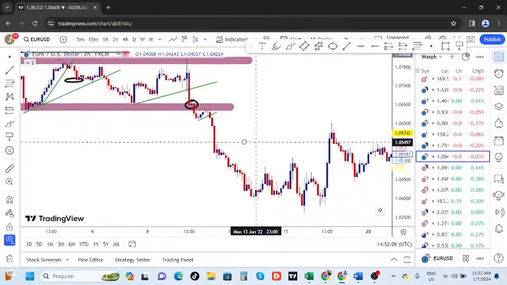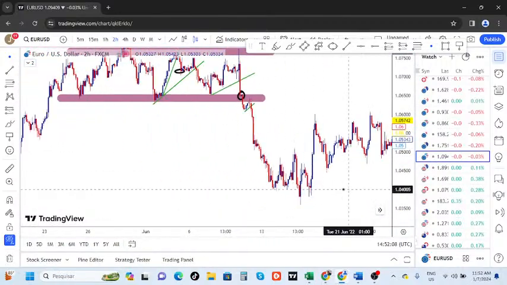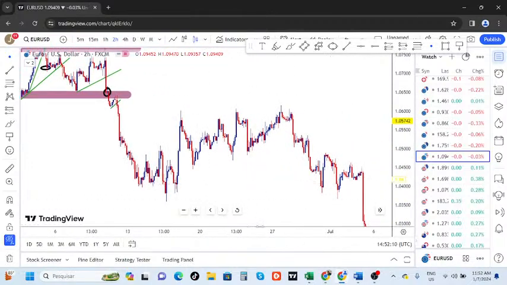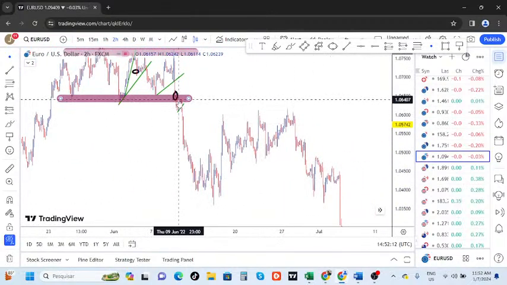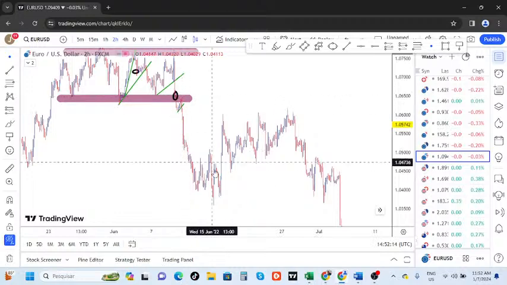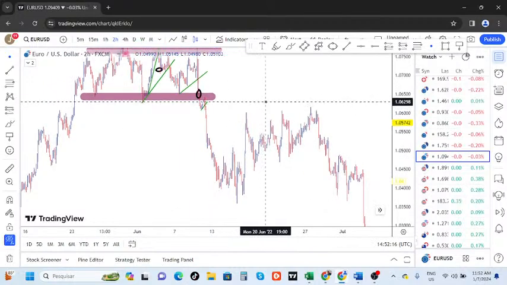And let us see how the market played out. Did the market fall down? Yes, the market did fall down back in time. We can see all of that from here to this level. That would have been a take profit target.